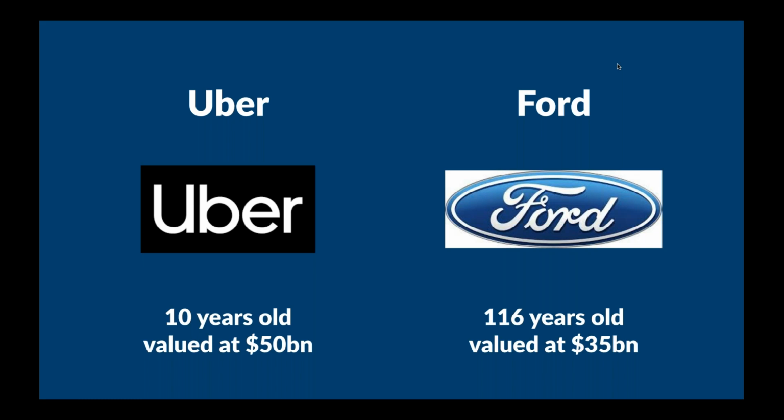We're just saying a 10-year-old company has a valuation of 50 billion. And Uber has actually no assets in general. It doesn't have traditional fixed assets that we understand. It doesn't have plants like Ford. It doesn't have a huge stock of automobiles. But obviously, I appreciate there are some changes to the Uber model where they are hiring vehicles and leasing them out to drivers. But in general, if we just look at the valuations of those two companies, Ford is 116 years old and is valued at 35 billion.